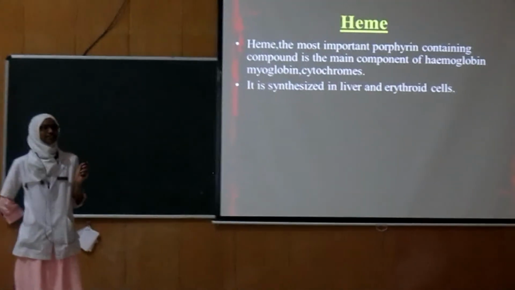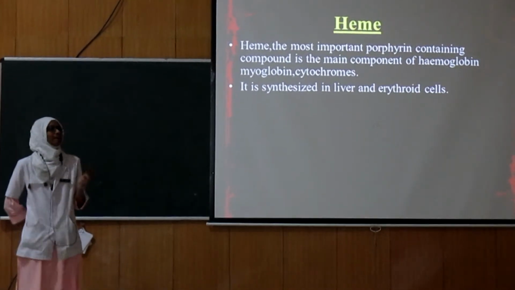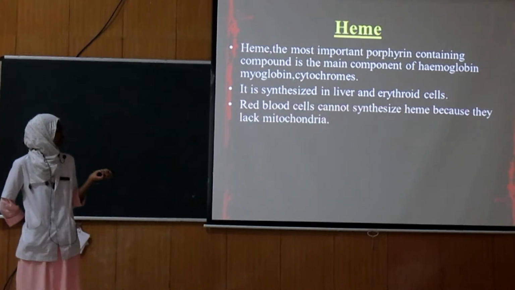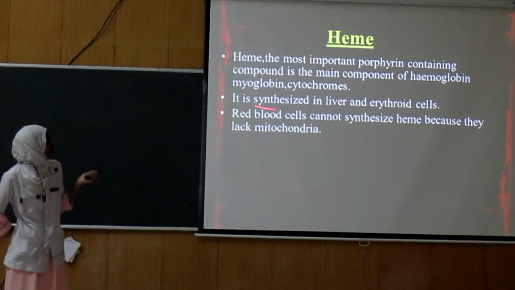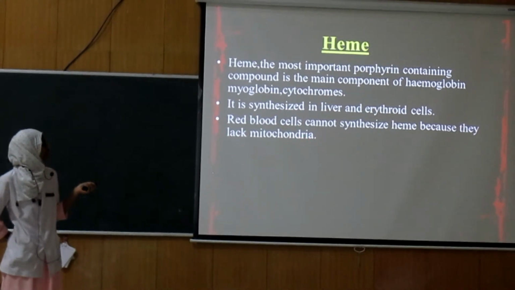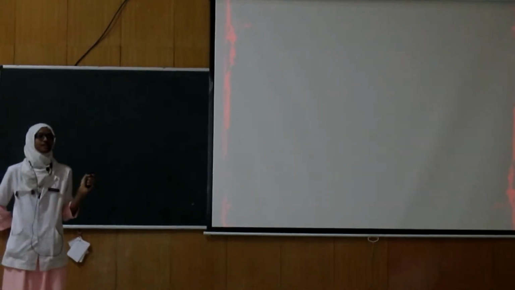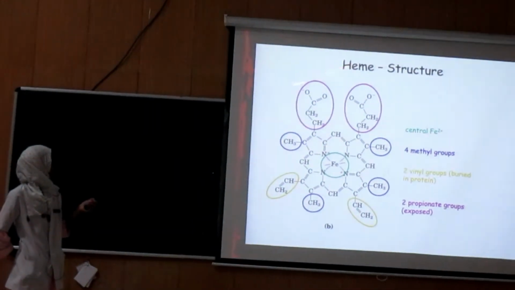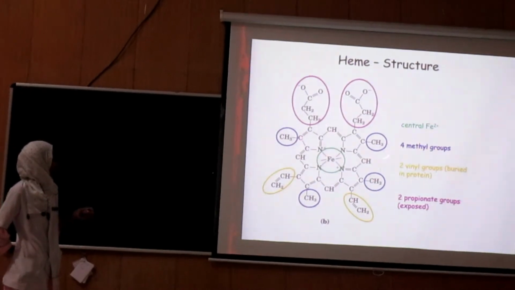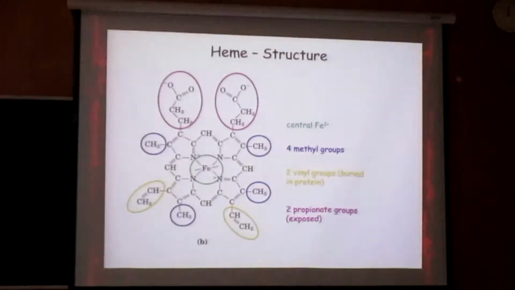Whenever we hear the word heme or hemoglobin, the first thing that strikes our mind is RBC. But hemoglobin is not synthesized in RBCs; it is mainly synthesized in the liver and erythroid cells, and not in mature RBCs because RBCs lack mitochondria. The main steps of heme synthesis occur in mitochondria and cytoplasm. This is the structure of heme. Here it contains two propionate groups, four methyl groups, centered ferrous iron and two vinyl groups. This is the porphyrin ring.